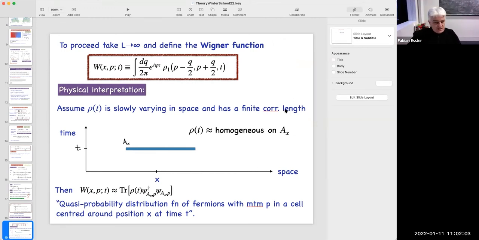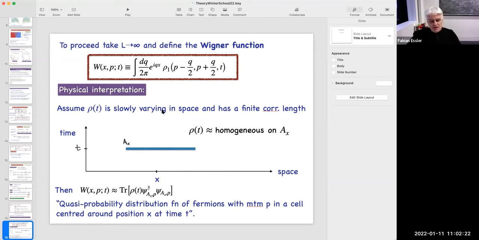So if you have this finite correlation length, you can think of this density matrix, if it's slowly varying, in the following way. Here is some spatial coordinate, here is some position x, and here is some time axis.